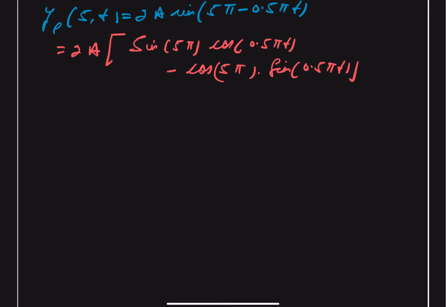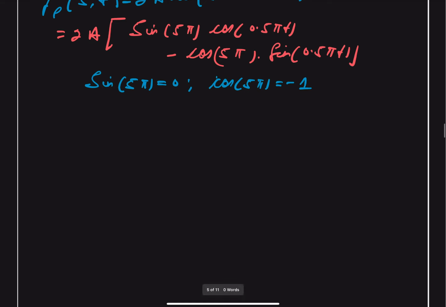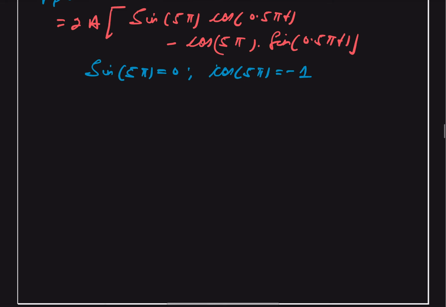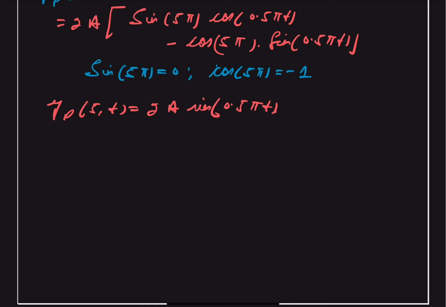We know that sine of 5 pi is equal to 0 and cos of 5 pi is equal to minus 1. So we substitute the values, we get that y of p with respect to 5 and time t will be equal to 2a sine of 0.5 pi t. So this is equation 1. Now a similar analysis we can make for wave q also.